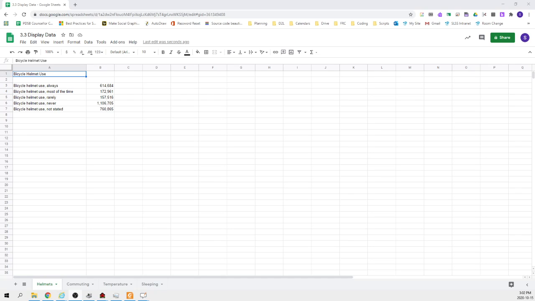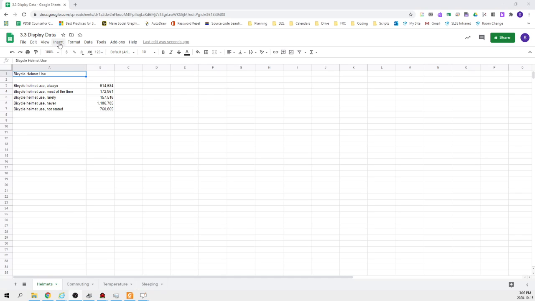So let's talk about displaying data. Here I have some information about bicycle helmet use in Mississauga. And there are 5 different categories: people that always wear helmets, people that wear them most of the time, rarely, never, and then people that didn't answer the survey. So we have these 5 different categories, and we want to display the information in a chart that helps people understand the information better.